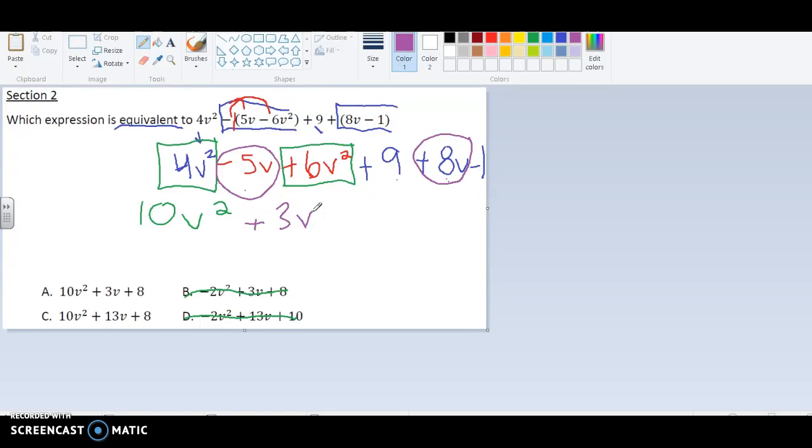And then last but not least, I've got a plus 9 and a minus 1. So that's 9 minus 1, which is going to be a plus 8. So the final solution there should be letter A.